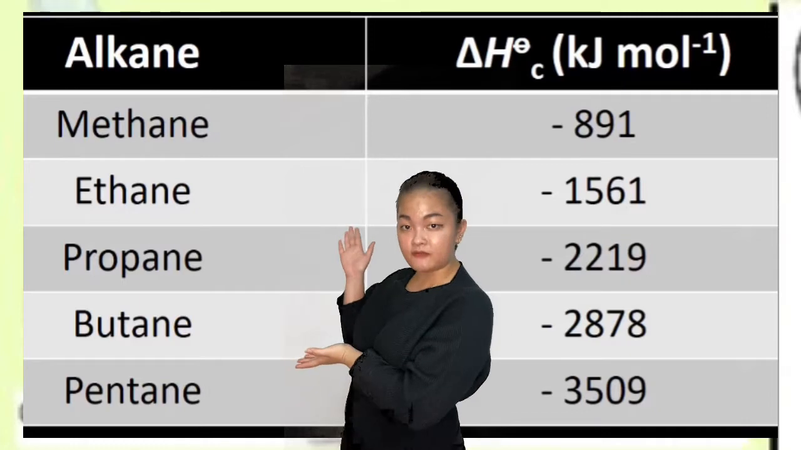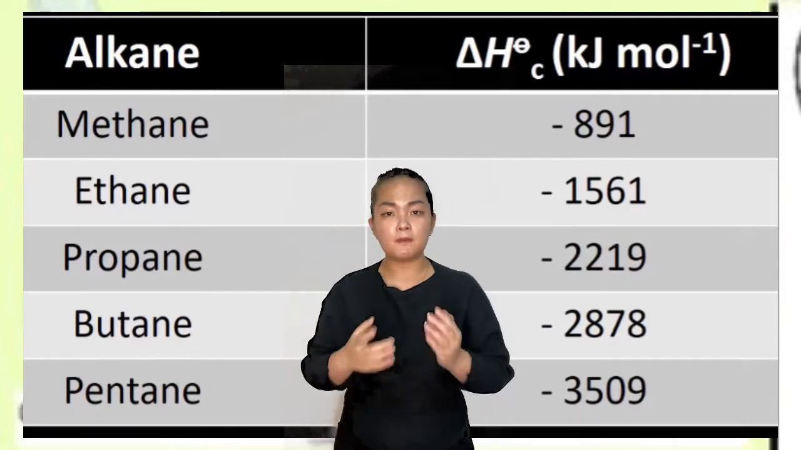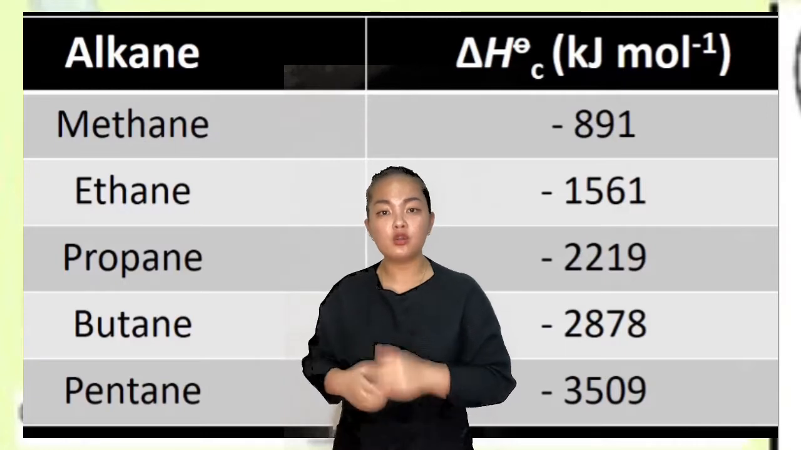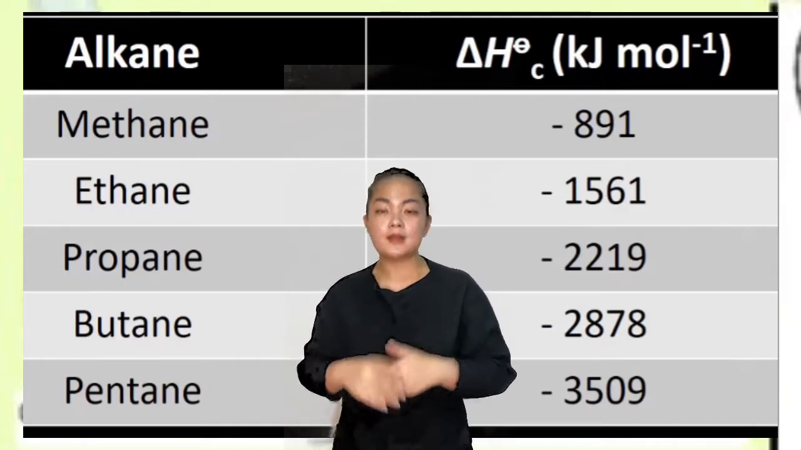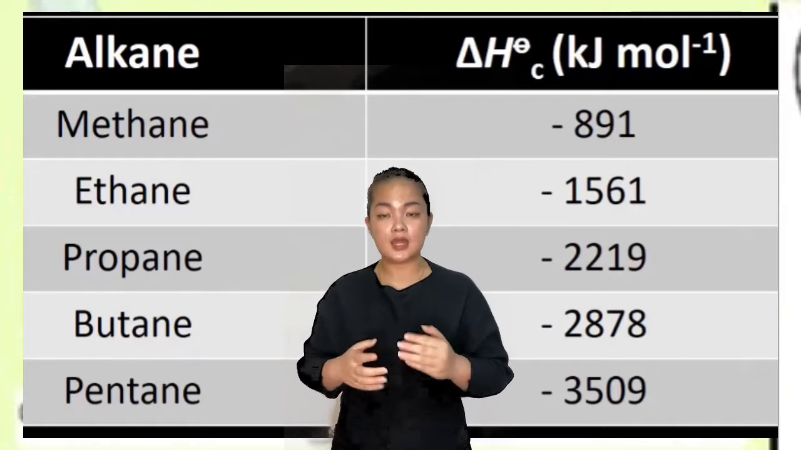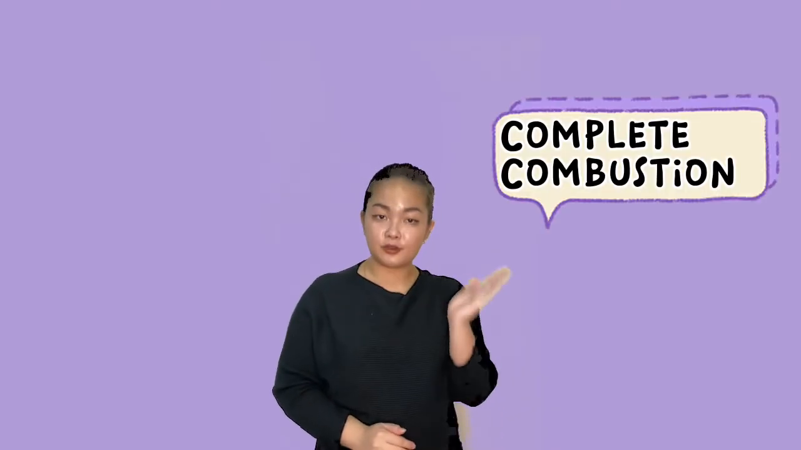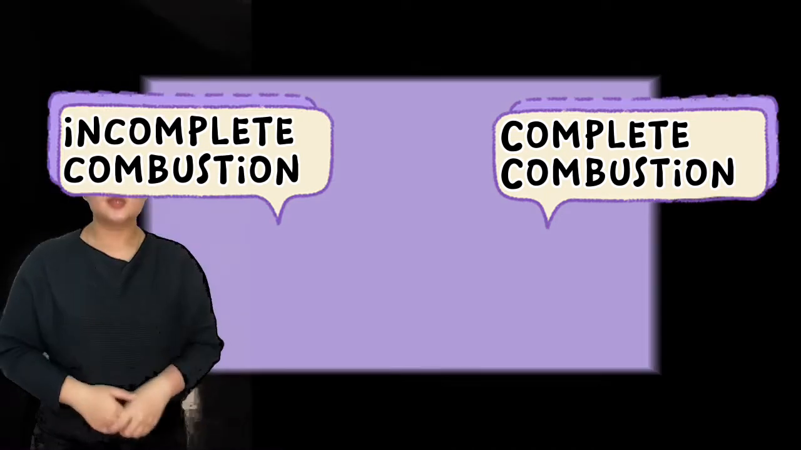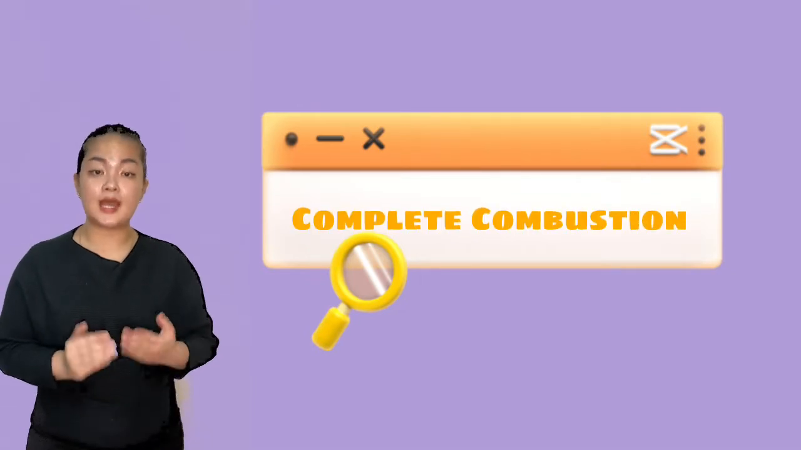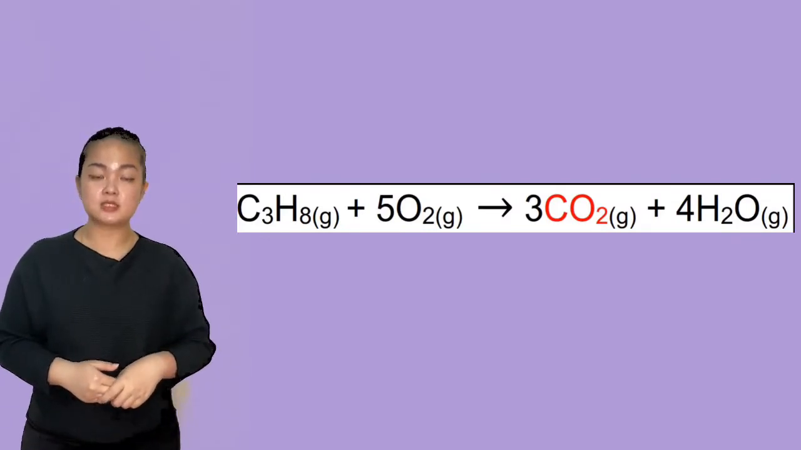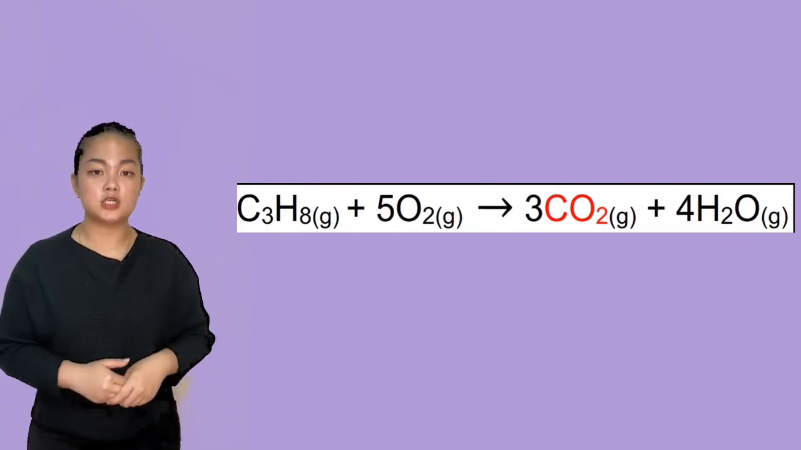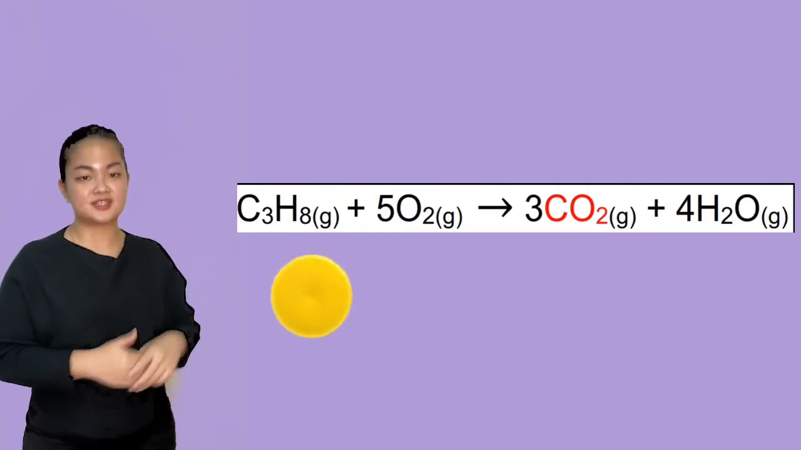As we can see from the table of enthalpy change values, in the combustion reaction of alkane, all the values are negative. Why? Because combustion reactions are exothermic reactions, which release heat. There are two types of combustion, which are complete combustion and incomplete combustion. The first one we are going to look at is complete combustion, in which an alkane burns in excess oxygen. So here we have the reaction of C3H8, which is propane, with excess oxygen to produce carbon dioxide and water.